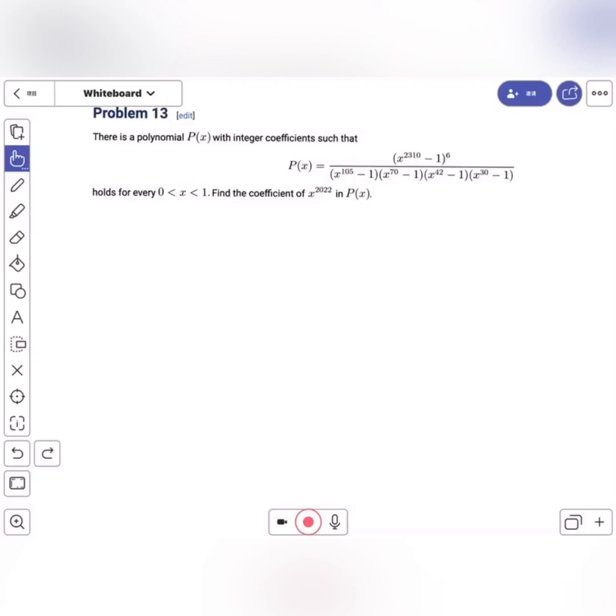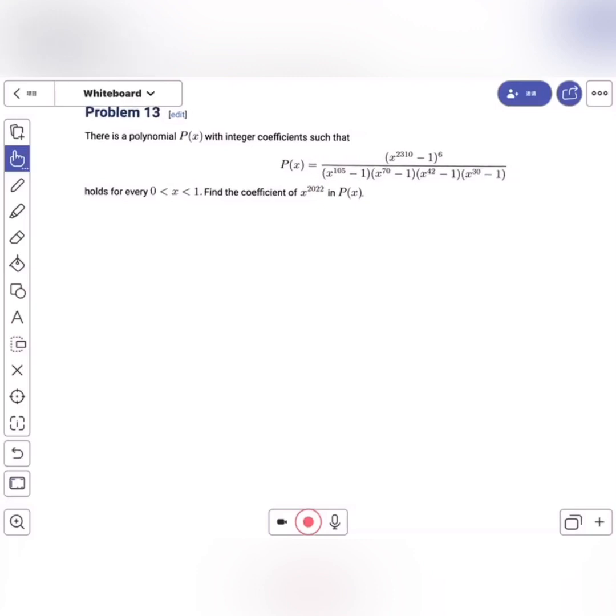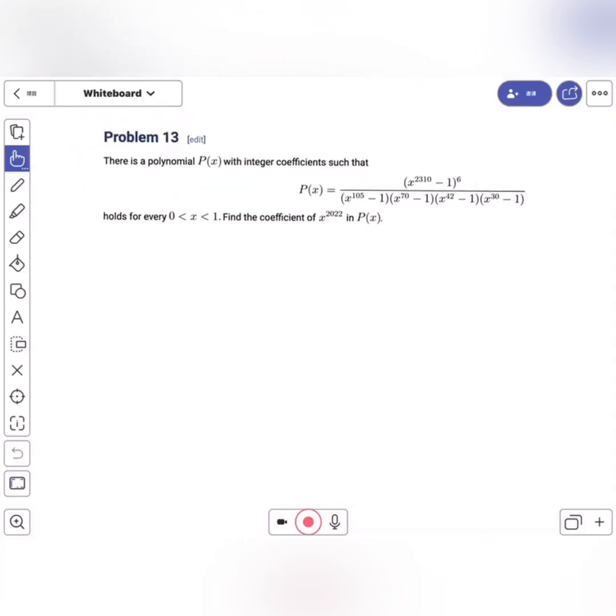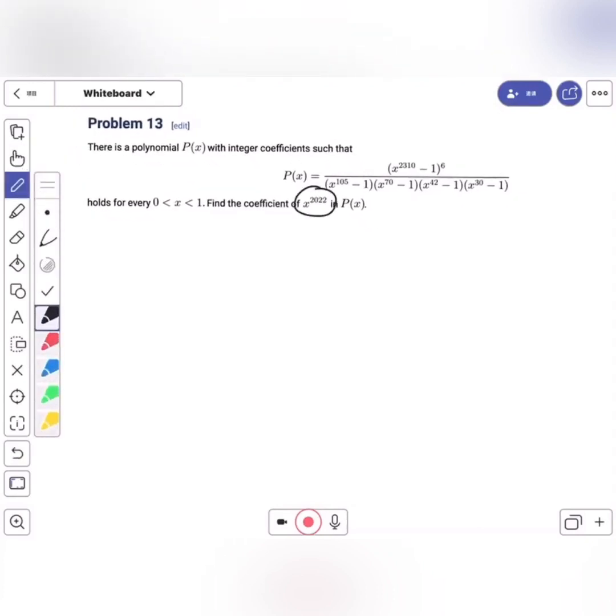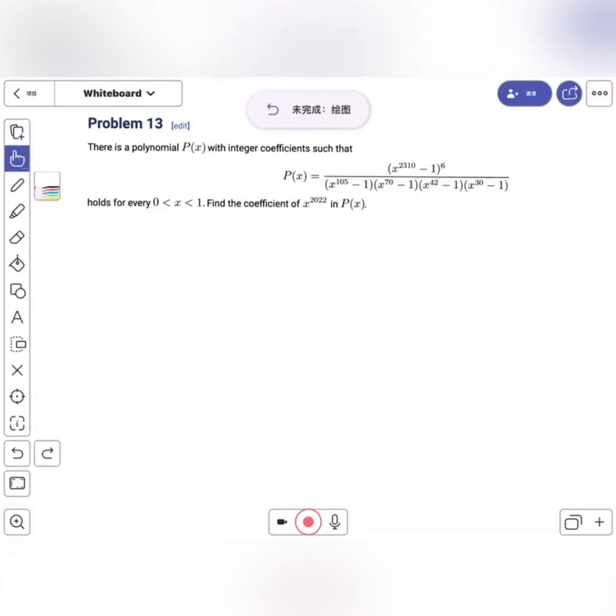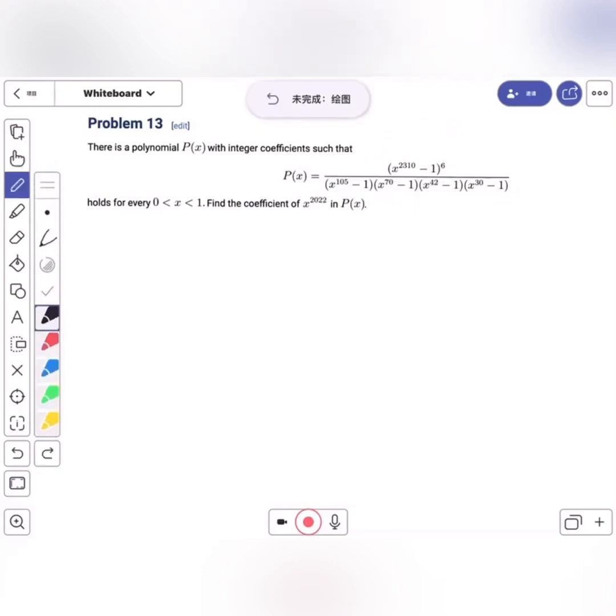Now this problem seems to be kind of interesting. We want to find this coefficient, but we don't really know how to expand it because we have this on the top. But how are we going to even handle this monstrous expression in the bottom? Now let's try to closely examine this expression.